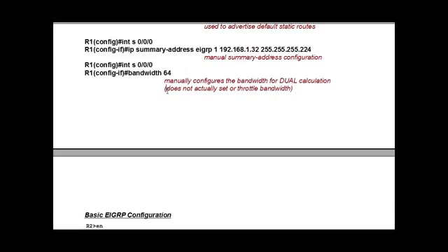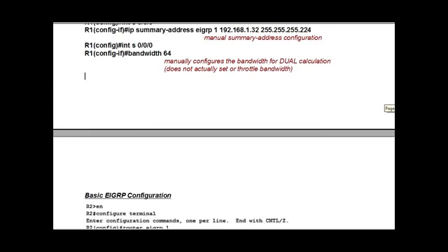And then another thing that DUAL, the EIGRP algorithm, needs to run correctly, is you need to configure bandwidth on your different interfaces. So here you see I've also gone into interface serial 0/0/0, and then you put in bandwidth 64, and that's going to be a 64 kilobit bandwidth setting, so that DUAL can calculate the metrics to the destination networks correctly.